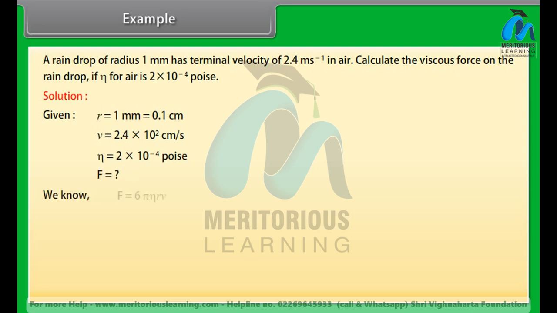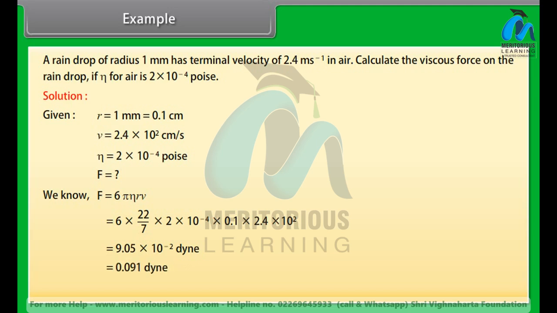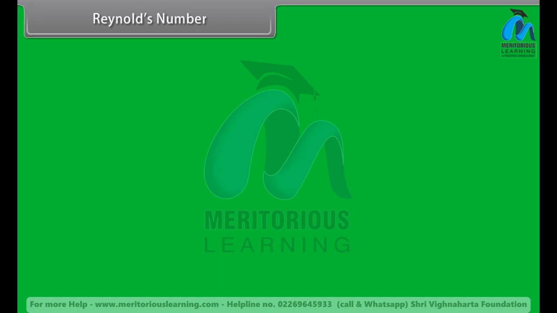We know that F = 6π η r v. Putting the respective values in the above equation and calculating, we get F = 9.05 × 10^−2 dyne, which is equal to 0.091 dyne. Hence, the viscous force on the raindrop is 0.091 dyne. Reynolds number.